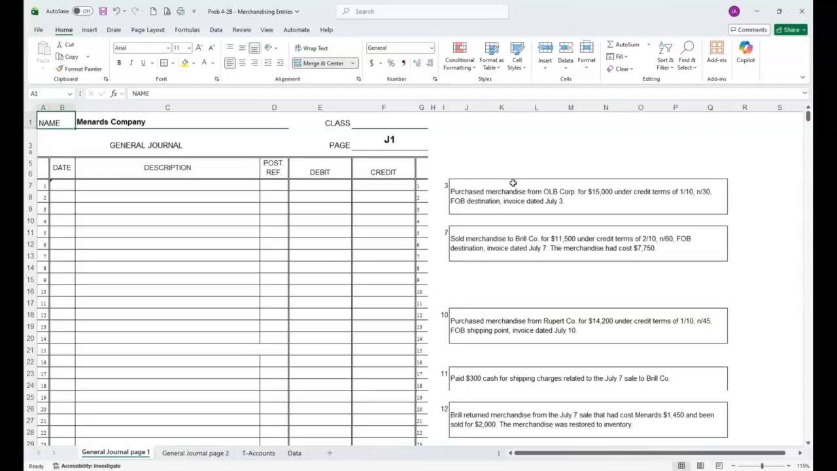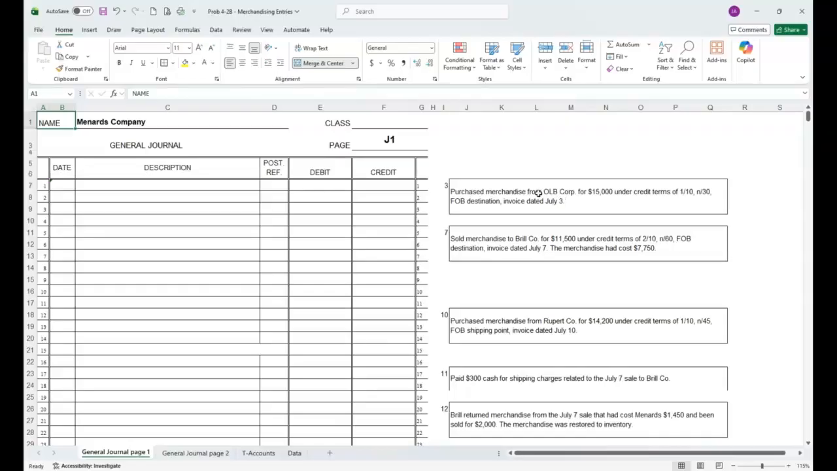merchandise for $15,000. The terms are 1/10 n/30 FOB destination. What that means is that we don't take ownership of it until it gets to our loading dock. So the shipping, any freight or shipping that would be charged on this shipment should be paid by OLB.